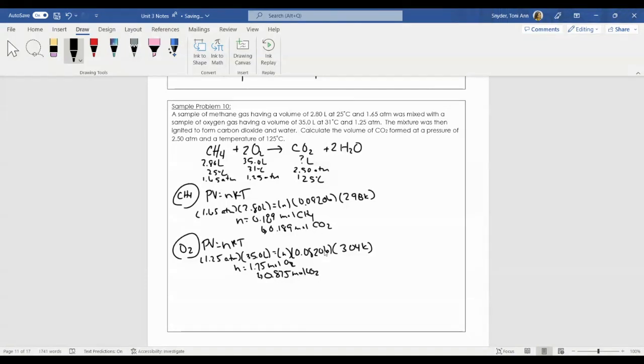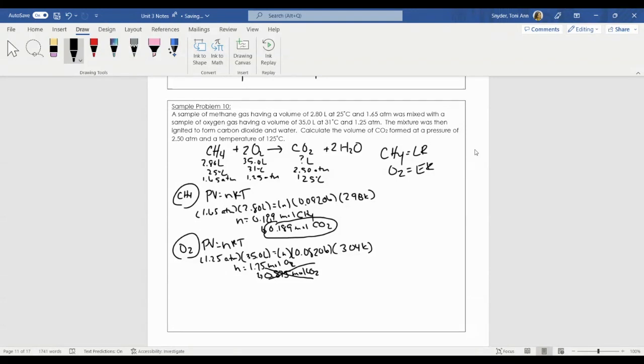Who is my limiting reagent? Who produces less carbon dioxide? This guy right here, right? That's how much CO2 I could produce in this reaction. CH4, therefore, is your limiting reagent, and O2 is your excess reagent. There's way too much oxygen there. There's going to be some that's left over.